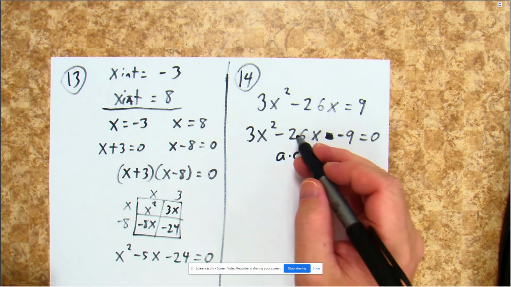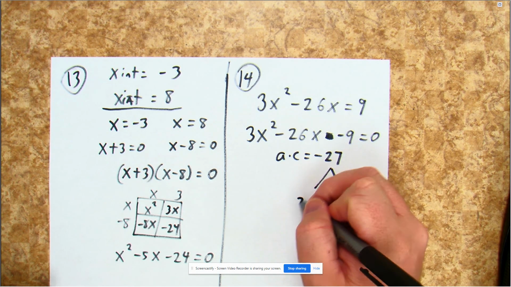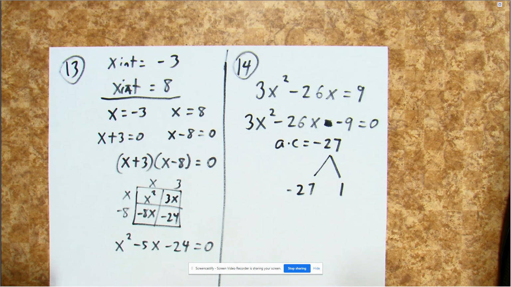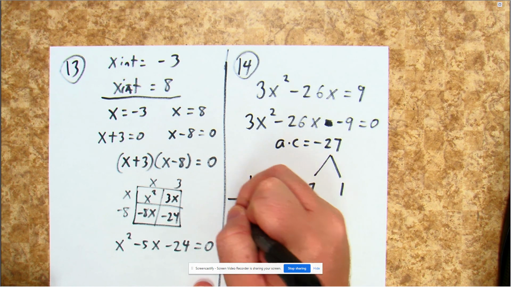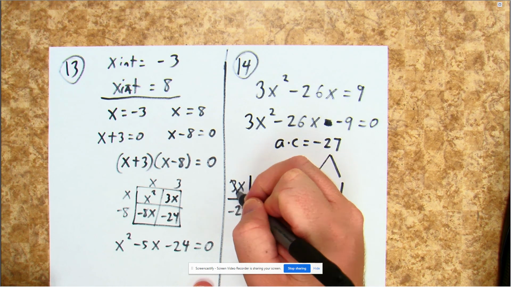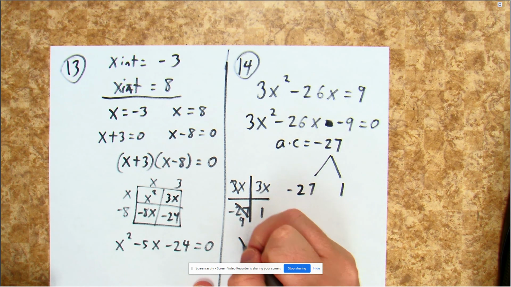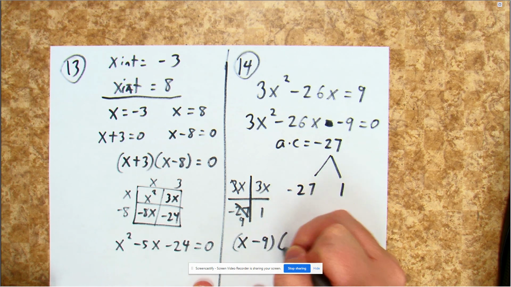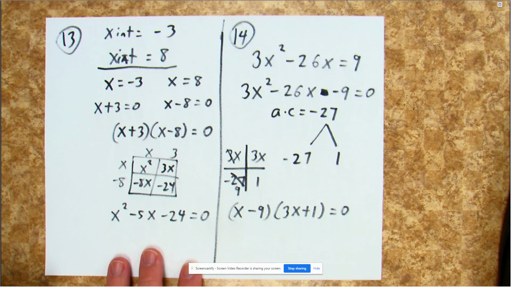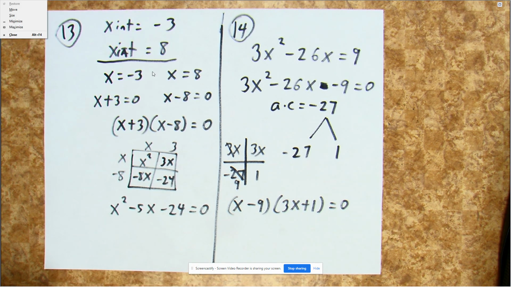Now, if you recognize how to get the magic numbers, it's actually a very simple case. It's just that you have to realize that 1 can be used as a magic number. They add up to negative 26. They multiply to negative 27. I definitely have to do a T-chart here with a 3x and a 3x. Simplify. I end up with x minus 9 and 3x plus 1 equals 0. Now, I believe they did want me to solve.